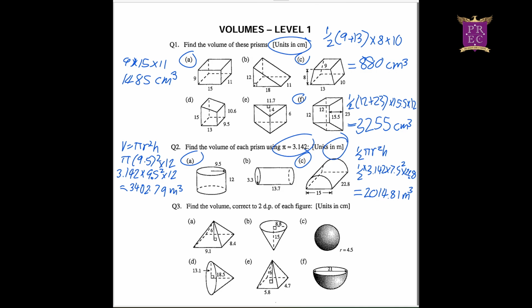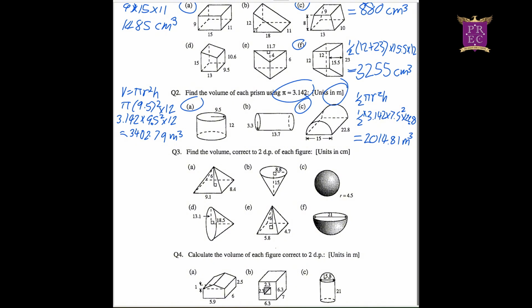All right. Let's go through some of these ones. We'll do C, D, and F. Now, what's the radius here? They've given us the radius as 4.5 and the units in centimeters and asking us to do it to 2 decimal places. Now, what's the volume of a sphere again? Volume of a sphere is 4/3 pi r cubed.